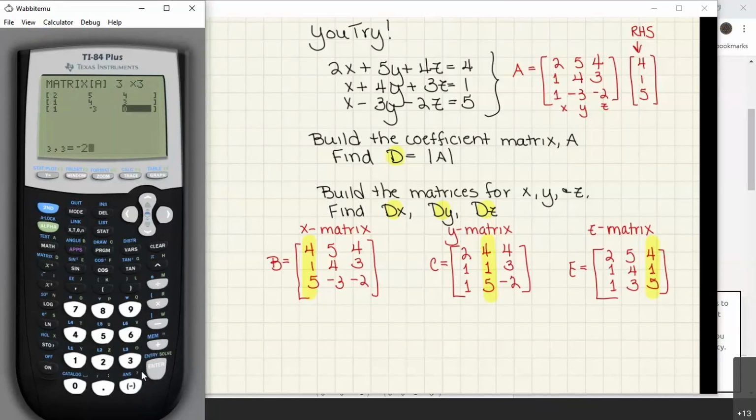Okay, so there's my coefficient matrix, and that looks correct. Quit. Go back into my matrix menu, go over to edit, go down to B. That's also going to be a 3x3, and that's going to be this matrix right here, the 4, 5, 4.